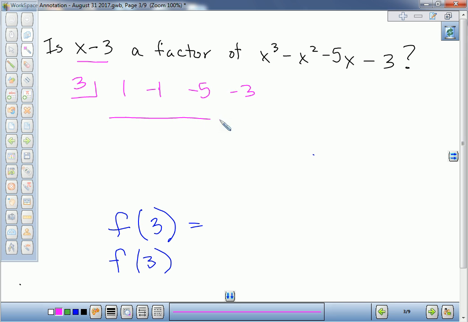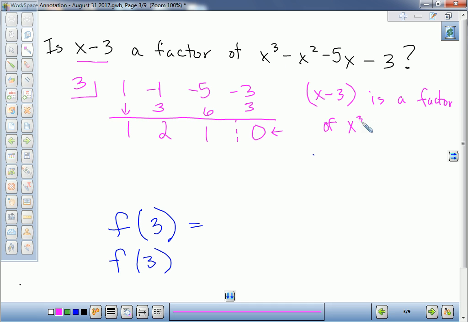Okay. So let's remind ourselves what synthetic division is, how we do synthetic division. We always bring down the first one. We multiply. We add. We multiply. We add. We multiply. We have a little party because it is 0. Okay? So that was a little odd. So this is a factor. X minus 3 is a factor of this expression, x cubed minus x squared minus 5x minus 3.